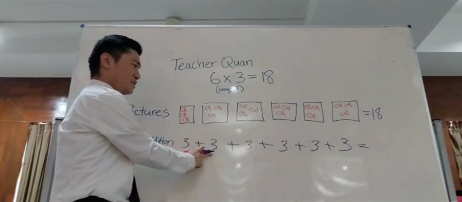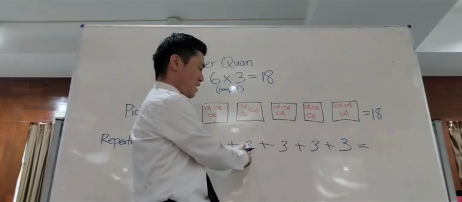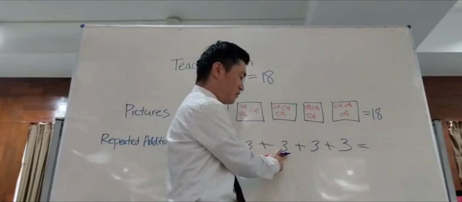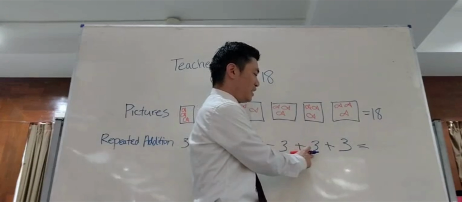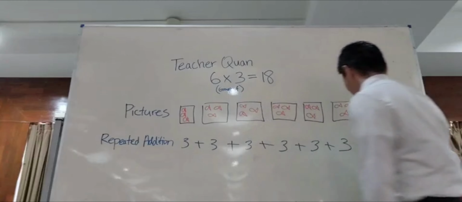So 3 plus 3 is 6. And then 6 plus 3 is 9. And 9 plus 3 is 12. 12 plus 3 is 15. And 15 plus 3 is 18. Okay?